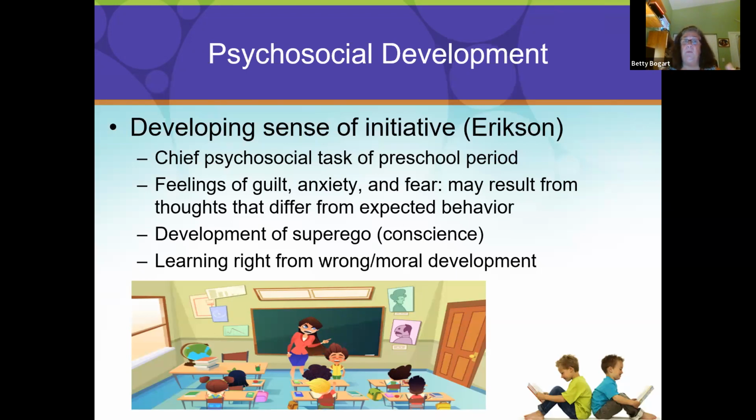So they will be guilty. They'll feel that and they'll be afraid because they did something they shouldn't have, but they're also afraid to do something wrong. So as a preschooler, they're getting more of a conscience. They want to do the right thing. And if they don't do things the way they should, they're going to feel bad about it.